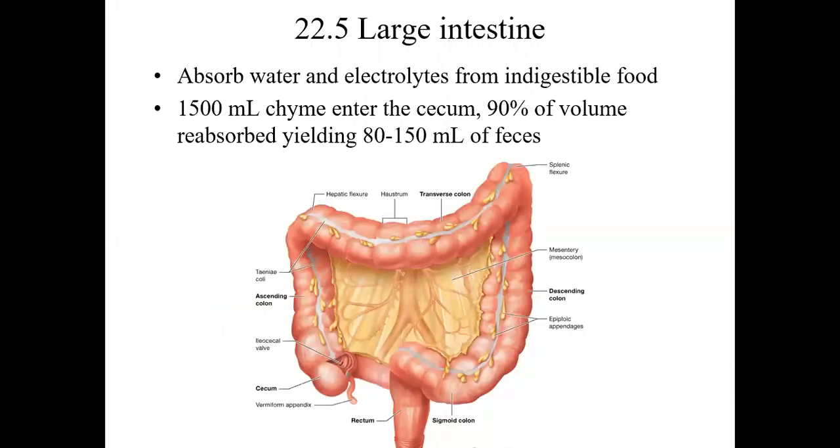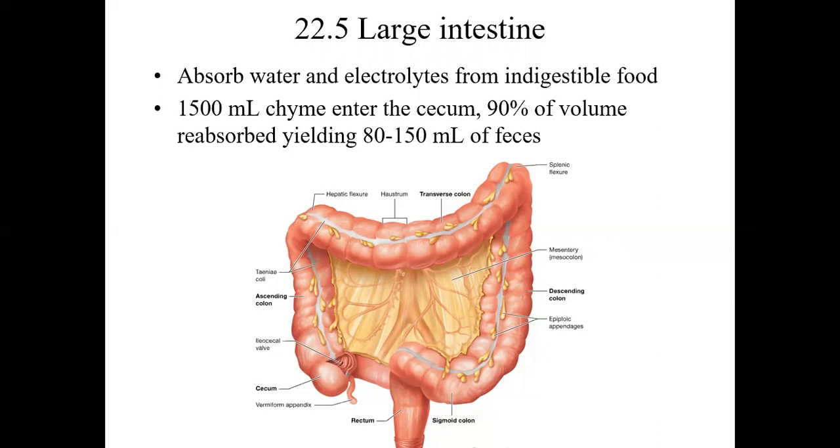Now, connecting with the small intestines would be the large intestine. The main function here for the large intestine is also absorption, but it's mainly absorbing the remaining water, maybe not all the water, but most of the remaining water and any salts, electrolytes, or ions from the food that's passing through.